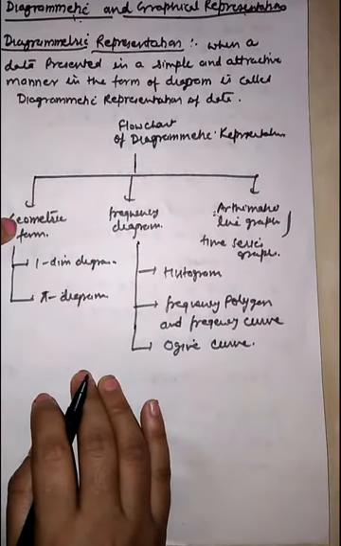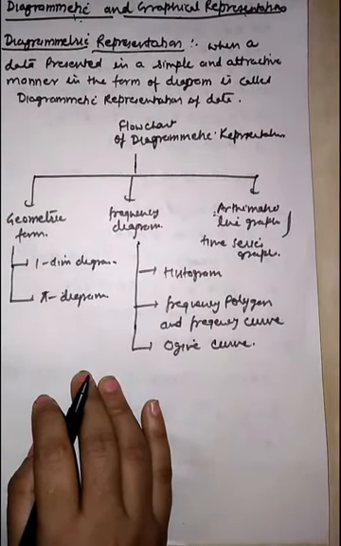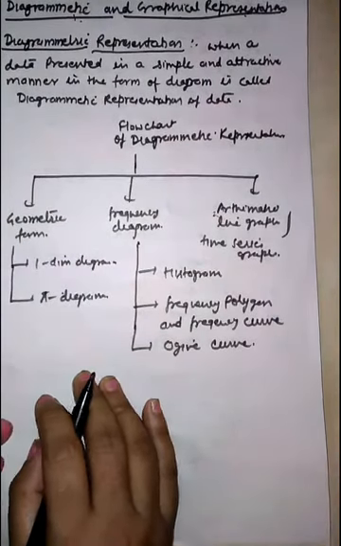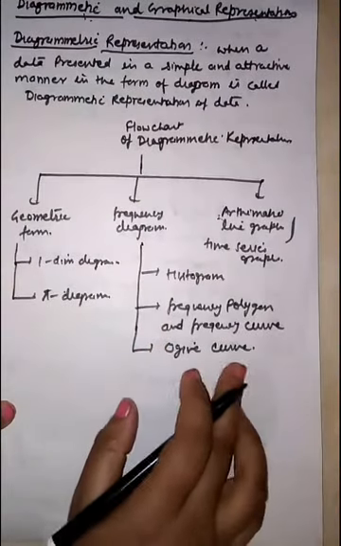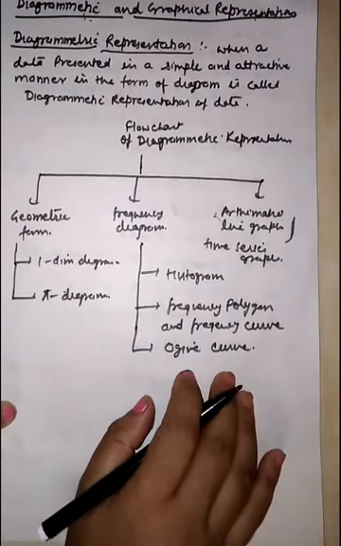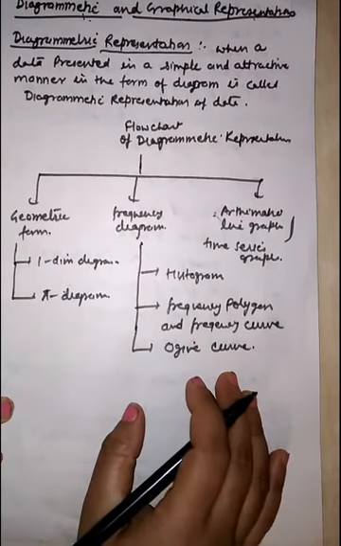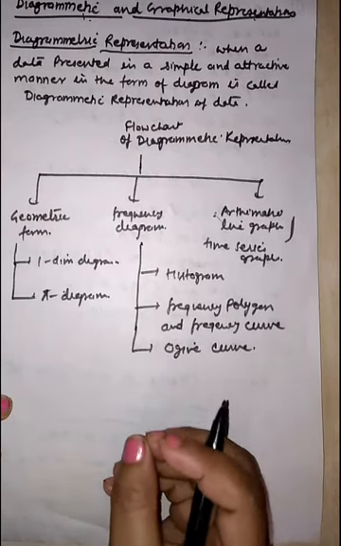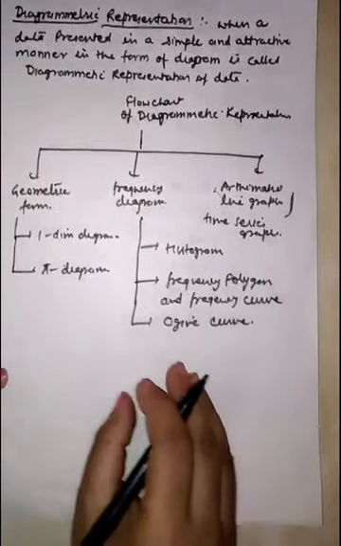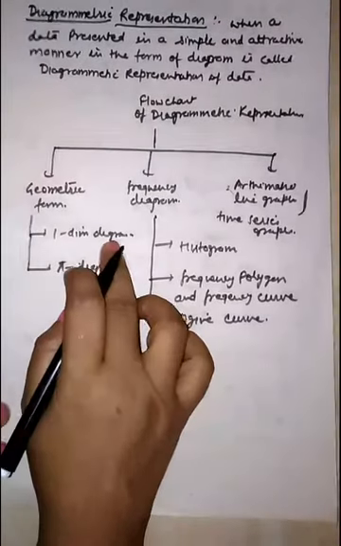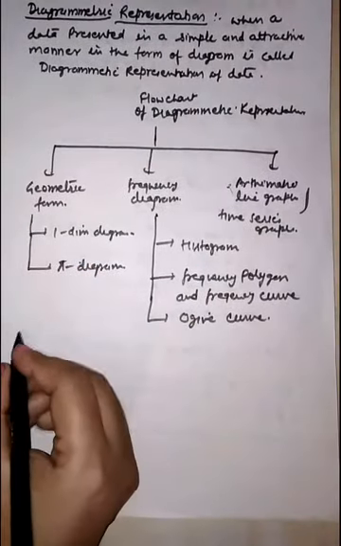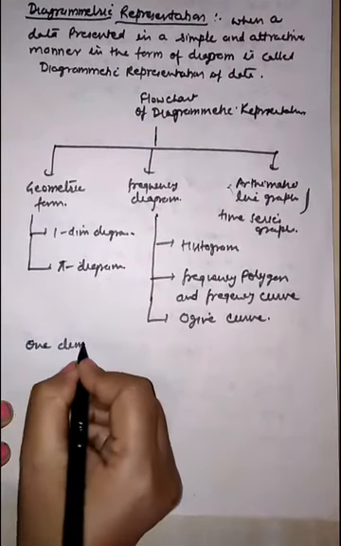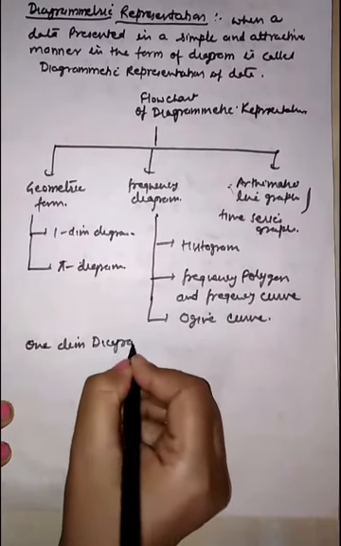So this is the geometric form, which includes one dimension, two dimension, three dimension and pie diagram, but I am taking only two. And in frequency diagram: the histogram, frequency polygon, frequency curve, and the ogive curve. Right, friends? Now let's discuss what a one dimensional diagram is and its types. So firstly, write down the one dimensional diagram.